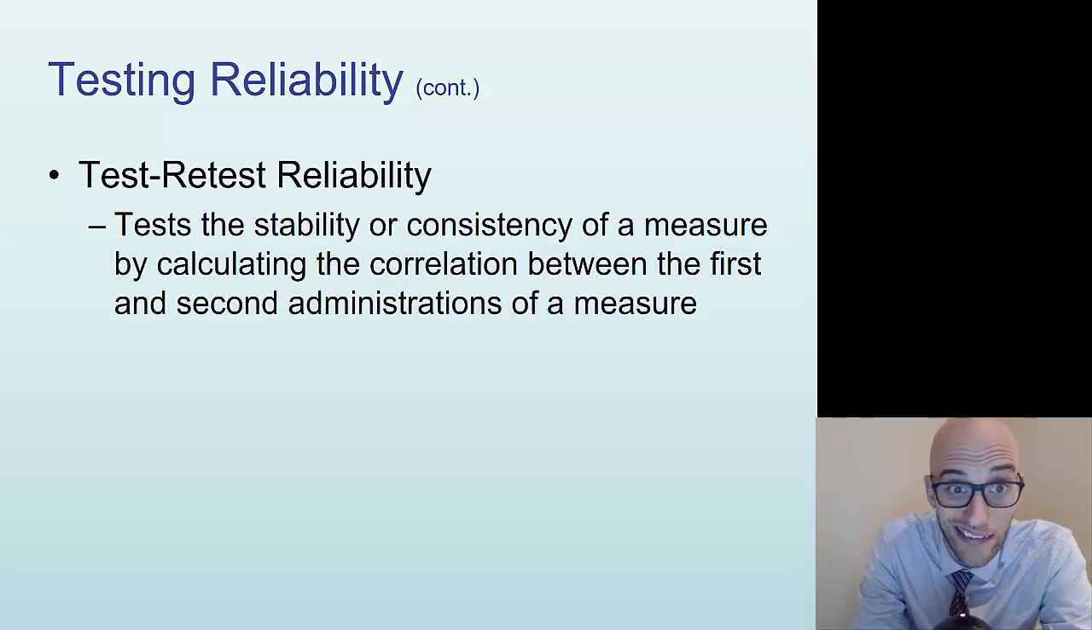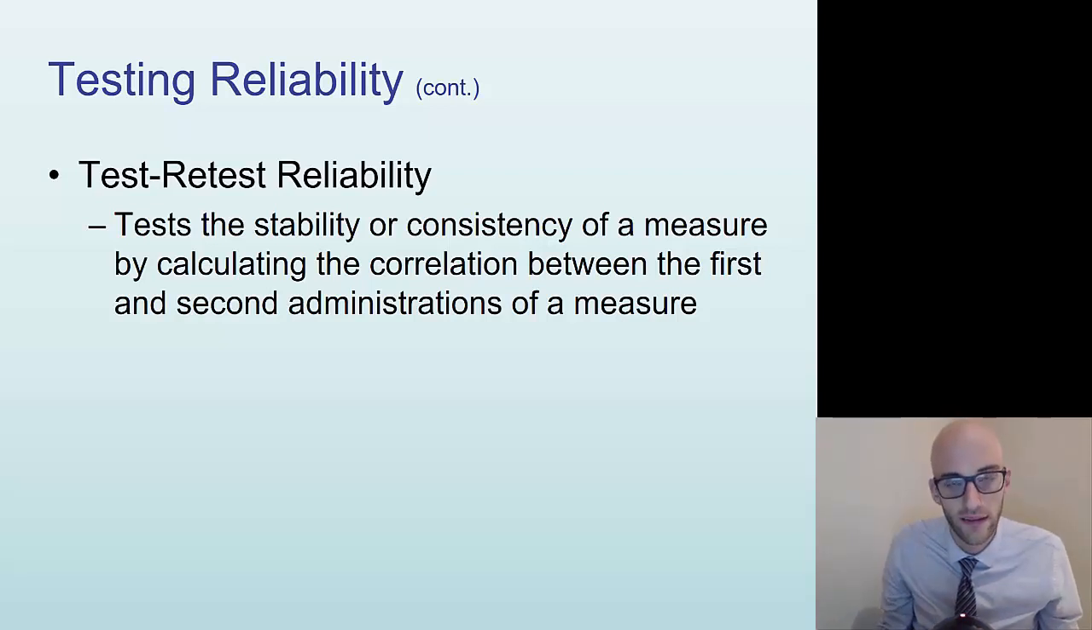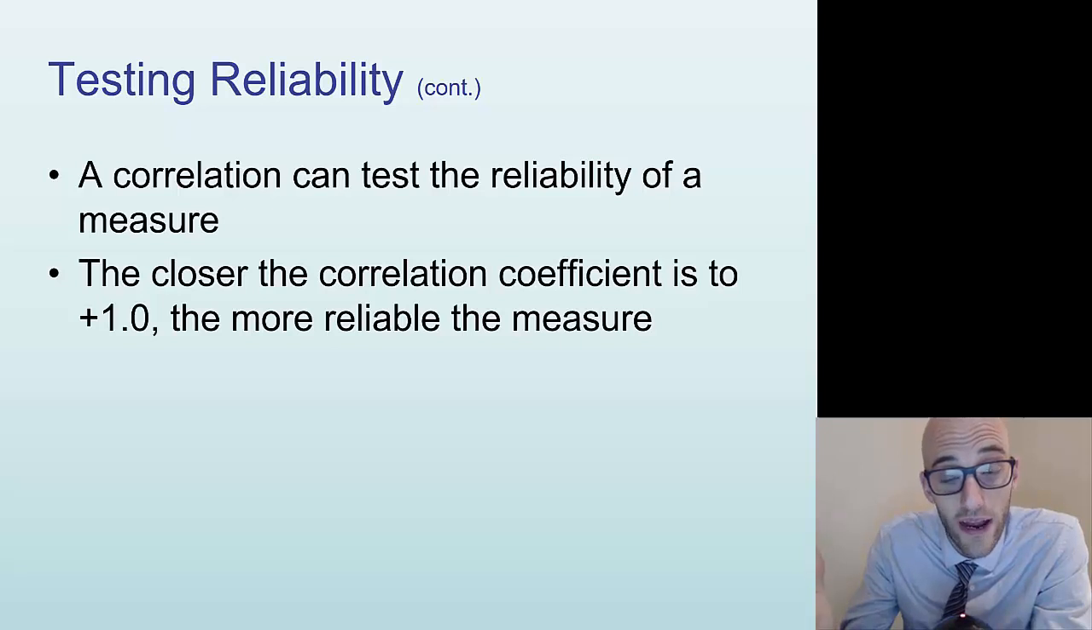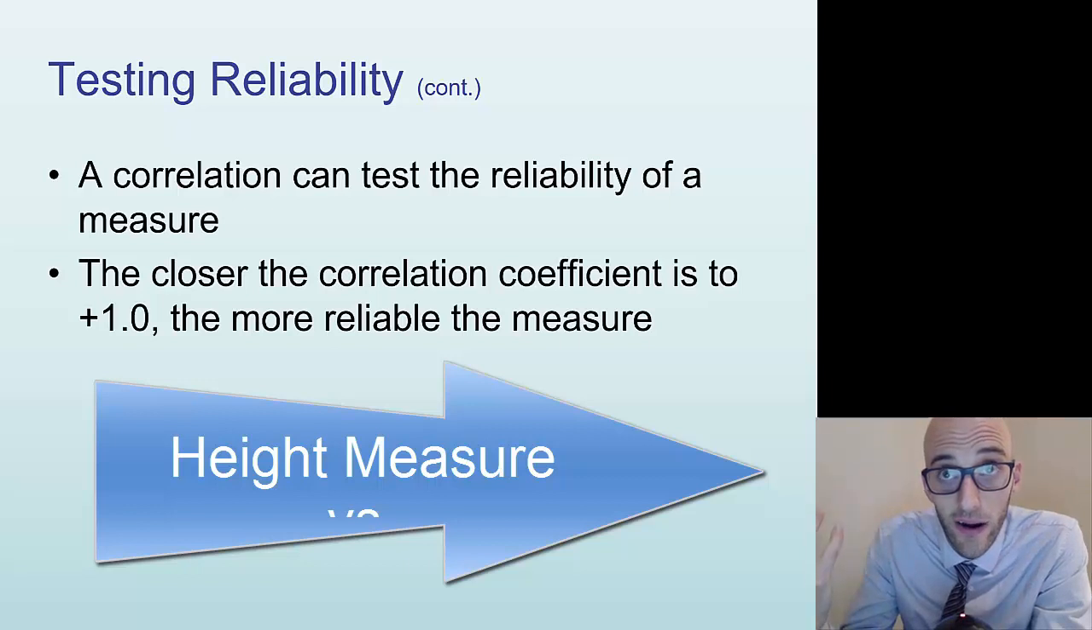So test-retest reliability is just as it sounds, testing the stability or consistency of a measure by calculating the correlation between a first and a second administration. So the stronger the correlation of scores from the first administration to the second administration, the higher the test-retest reliability. And similar to validity, the closer to 1 would be perfect reliability. So if I'm pretty tall, so if I were 6'6" now, I should probably be 6'6" next year. And that would probably be a pretty close to perfect test-retest correlation.